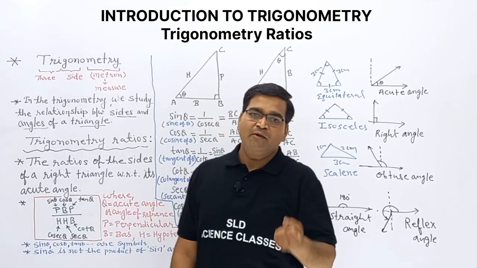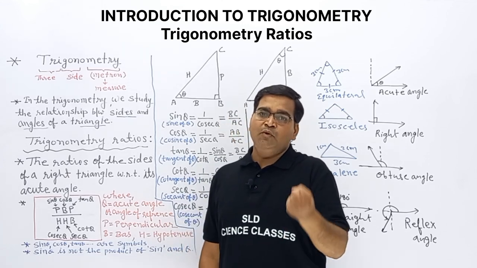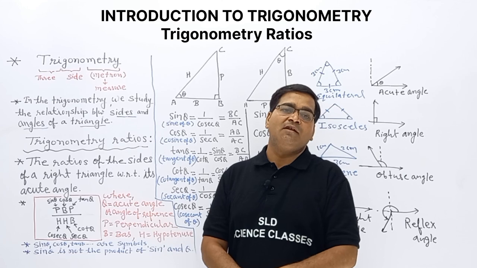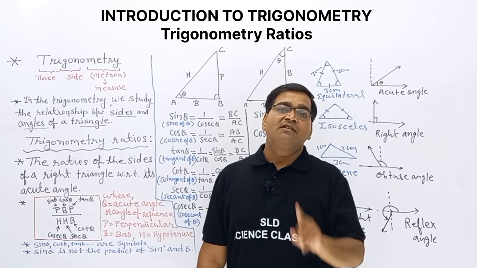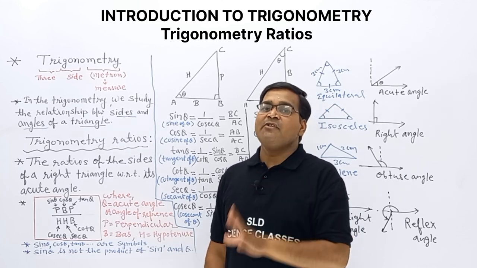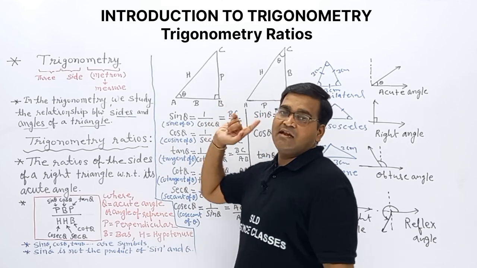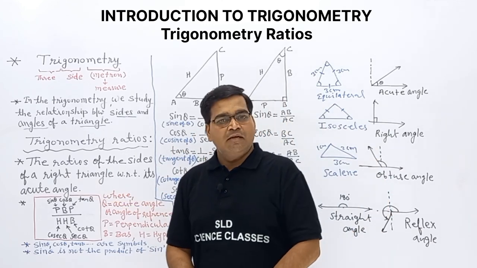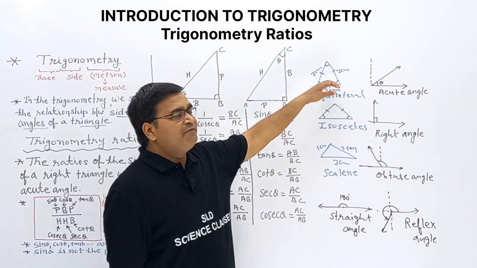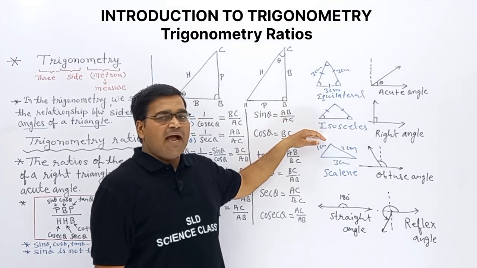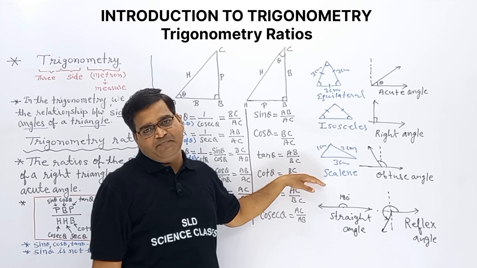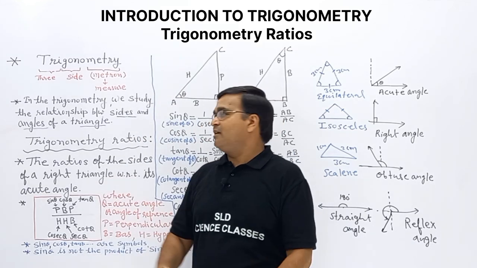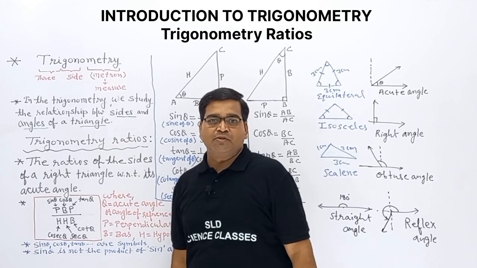Again, observe. Trigonometry is where we study the relationship between the sides and angles of a triangle. Mainly we will use the right-angled triangle, but we should know the different types of triangles: equilateral, isosceles, scalene. Clear?